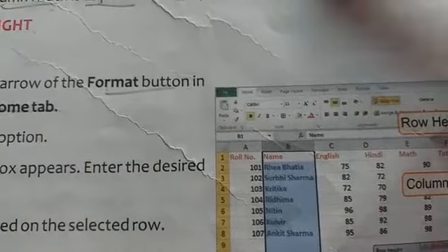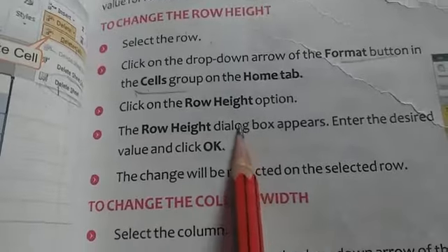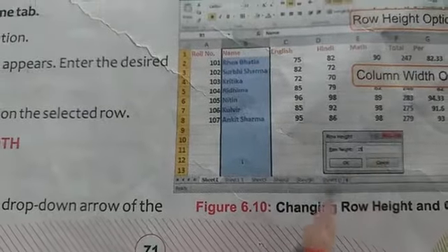So I am showing it to you now. Firstly you have to click on this home tab. After this you can see here the option format in the cells group. You have to click here, and whenever you click here, multiple options will be displayed. From here you have to choose the row height option because you want to change the row height. After this one dialog box will appear. Yes, like this dialog box will appear.